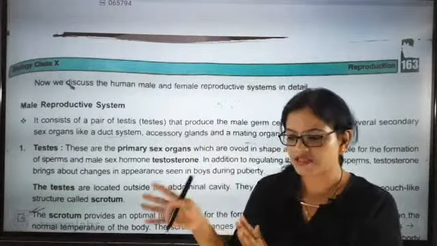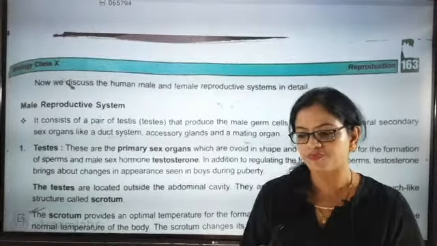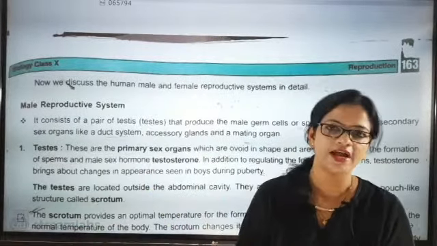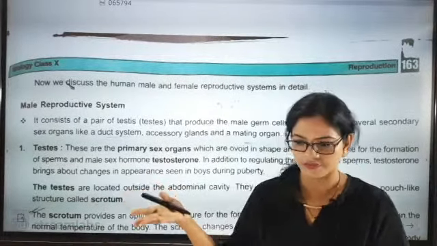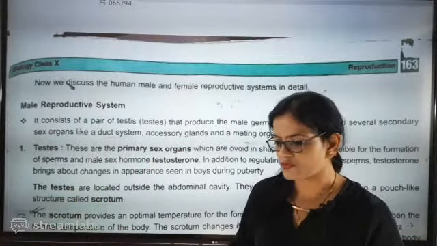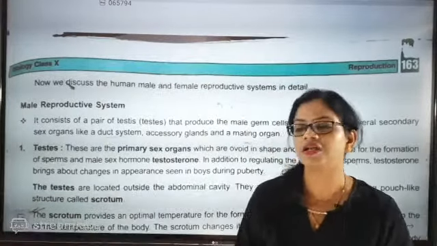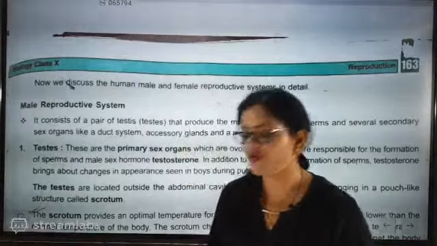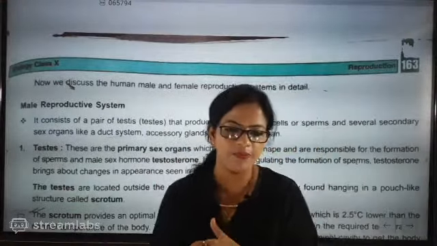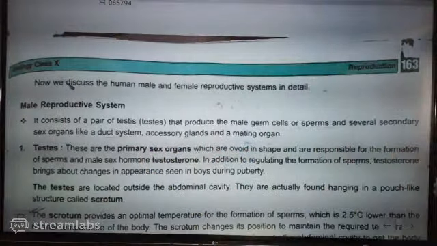Motility means movement. The sperms need movement; they have to move. For that, the seminal vesicle is providing it. The fluid which comes out from the seminal vesicle is going to provide it. I'm going to explain about it. So now the testis is the primary part, and after that the duct system is there, the accessory gland is there, and the mating organ is there.